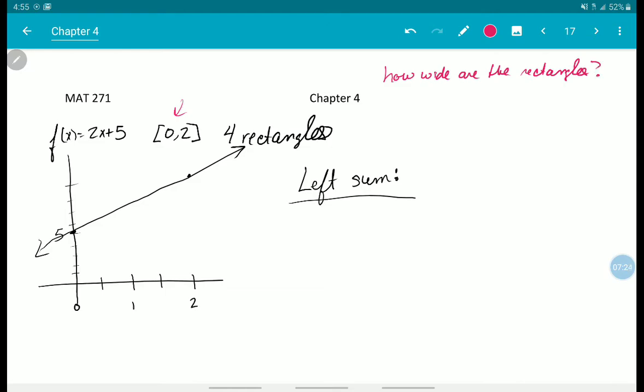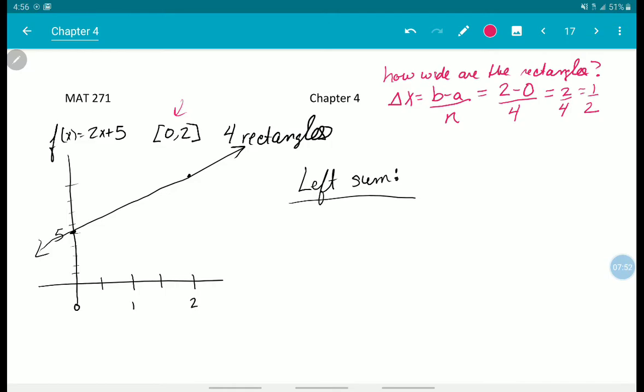So to figure out how wide, and we're going to call that width delta x, it's going to be b minus a divided by n. Okay, so we're taking that area between here, which is 2 units wide, and we want to divide by how many rectangles we have. So each rectangle is going to be 1/2 of a unit wide.